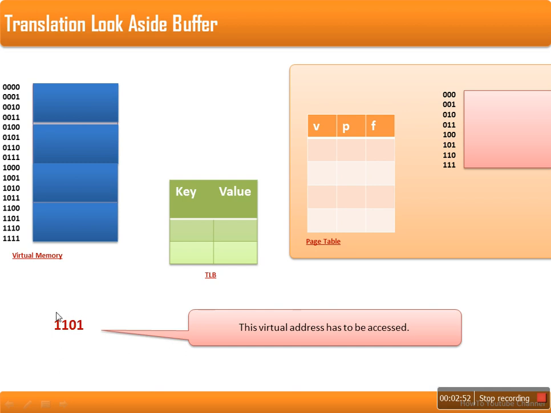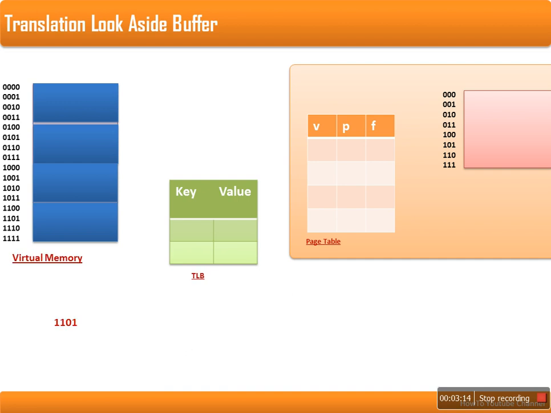So let's assume we have a virtual address 1101. This virtual address has to be accessed. In order to access its content, it has to be converted into a physical address, and then the content stored at that address will be accessed. Whenever a virtual address is given, first of all we take its page number. We have the first two bits for the page number, because there are a total of 4 pages, and to represent these 4 pages, 2 bits are required. So 2 bits are used for the page number, and these 2 bits are used for the offset.